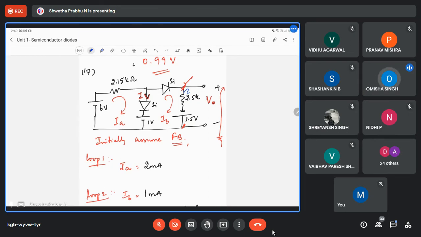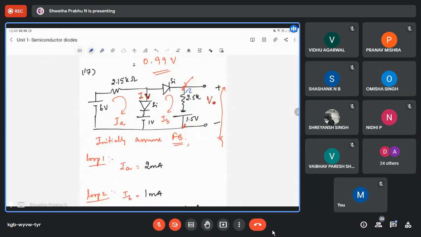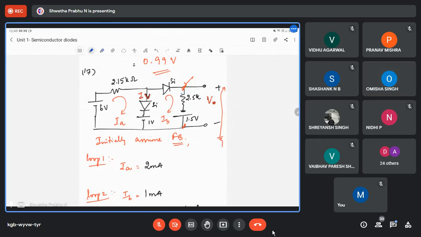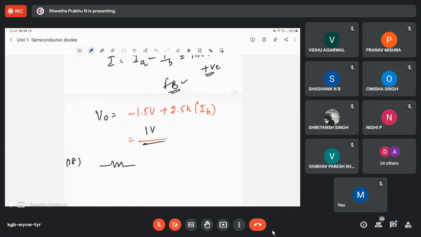Omisha? Yes, ma'am. Omisha, are you there? Ma'am, am I audible? Okay. Here the drop is 1.5. Here the drop is 2.5K into IB. That is the reason. That is how I have written the KVL equation. Okay, ma'am.